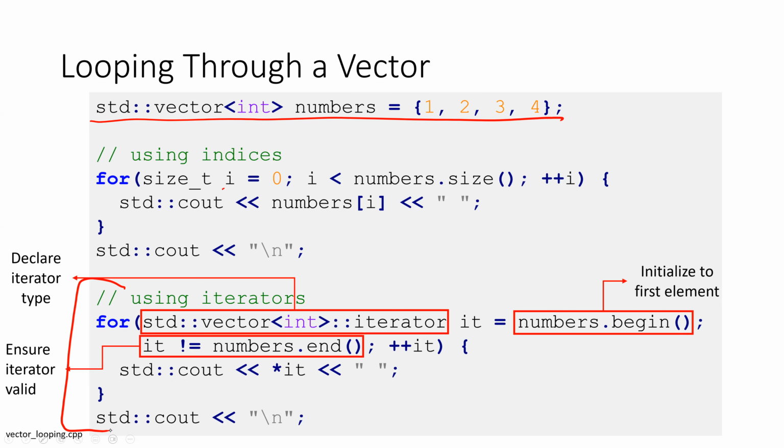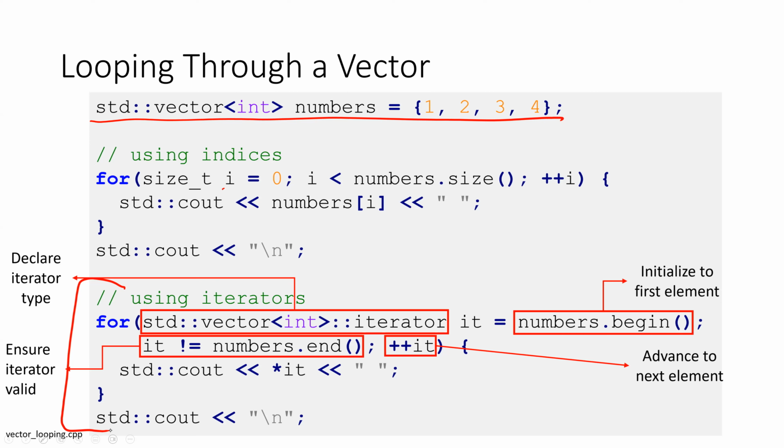I keep going as long as I'm not at the end. So that's the equivalent of that less than numbers.size check. That's my end check. And every time through, I increment the iterator. I'm using pre-increment here. If I did post-increment, it's the same. So somebody in another class asked me, what if I did IT++? It's fine. Whichever way you like to write it.